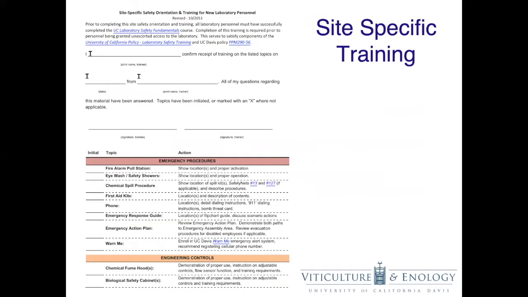Site-specific training. This is an example of the site-specific training checklist. You will need to receive this training prior to beginning work in the laboratory. In this training, you will need to learn the location and proper use of safety equipment, such as personal protective equipment, fire alarms, safety eye washes, spill and first aid kits, chemical fume hoods, and biological safety cabinets. It will also review proper emergency response and ensure that you have read the department-specific emergency action and injury and illness prevention plans, in addition to laboratory-specific standard operating procedures.